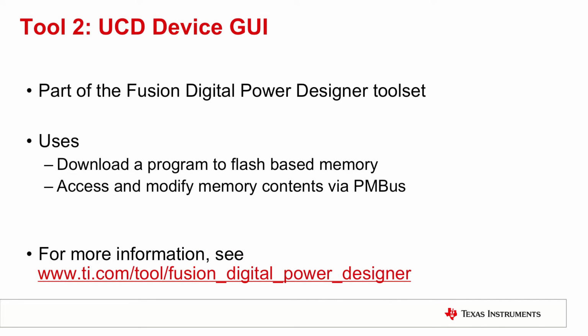The second tool we will be using is called the UCD Device GUI. It contains a subset of the functionality of the more comprehensive Fusion Digital Power Designer and is available as part of its toolset. It is mainly used to download programs to the flash-based memory on the UCD, control program execution, and access and modify memory contents using PMBus commands. An installation demo will be shown later in this presentation. For more information, navigate to the link shown.